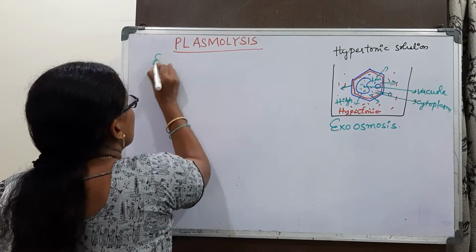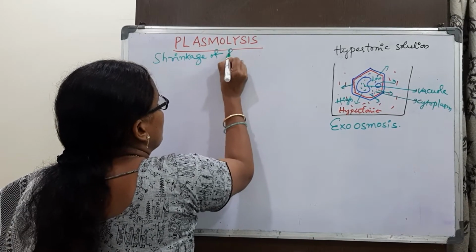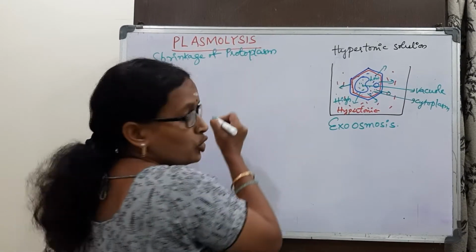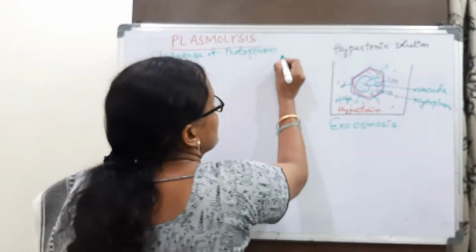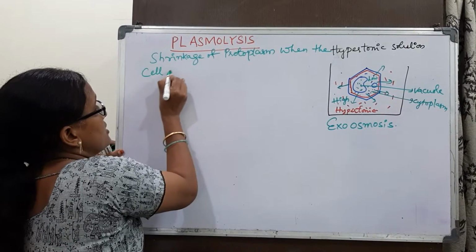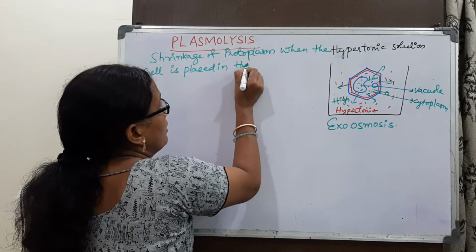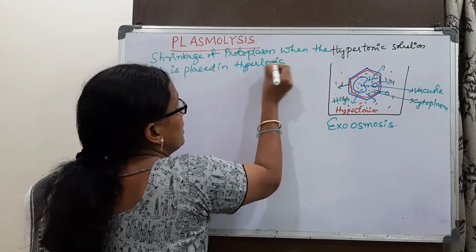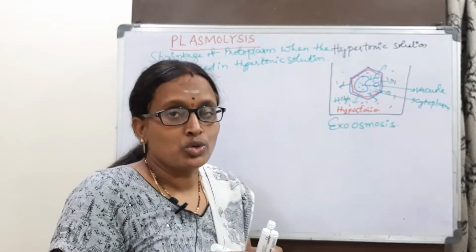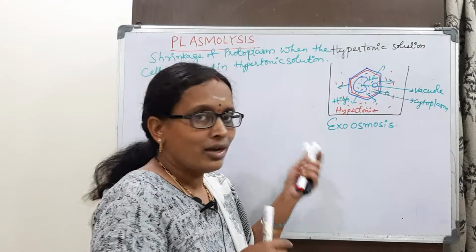What is plasmolysis? Shrinkage of protoplasm when the cell is placed in a hypertonic solution. First we have to understand what a hypertonic solution is. So the concentration of the solution is more than the outside.